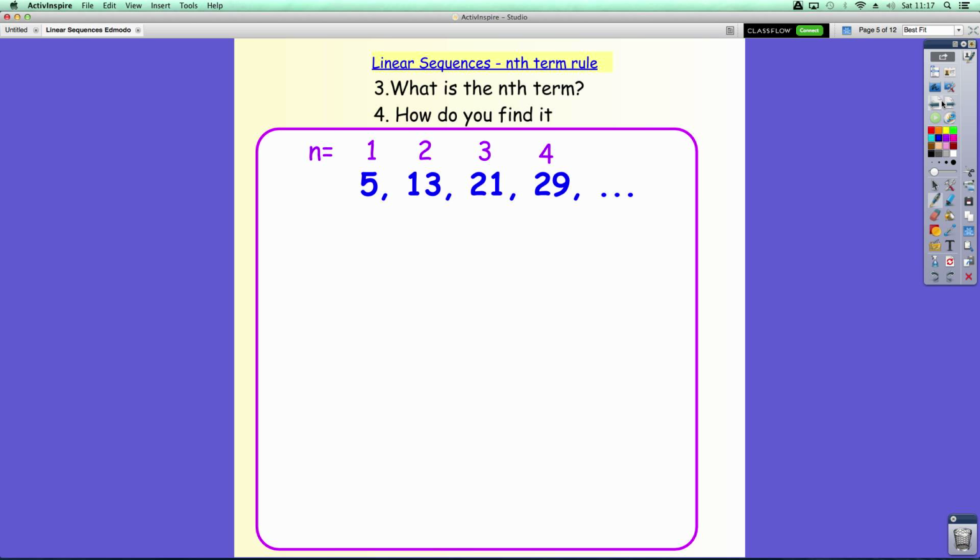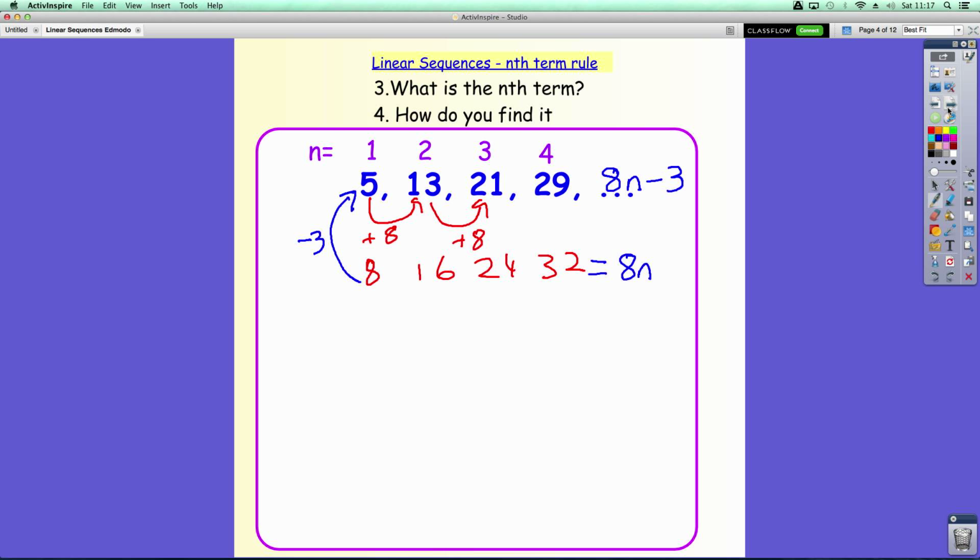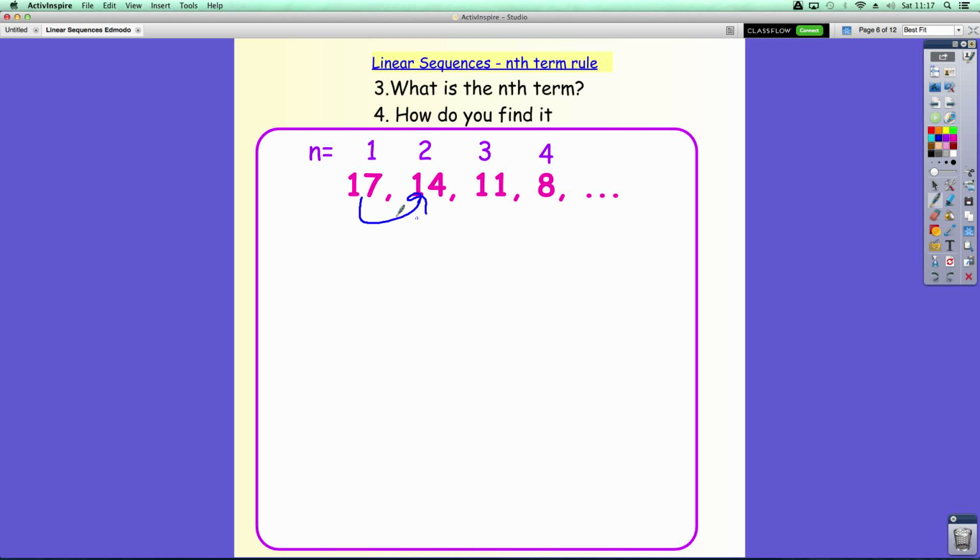One more example. Now this sequence shows us that the numbers are different, and when you compare them you can see that instead of what we did before where the values went up, our values are going down. So to get from 17 to 14, I am subtracting 3. To get from 14 to 11, I am subtracting 3, and so on.